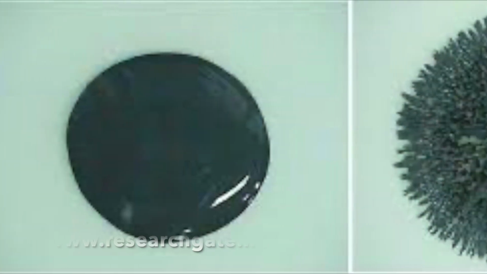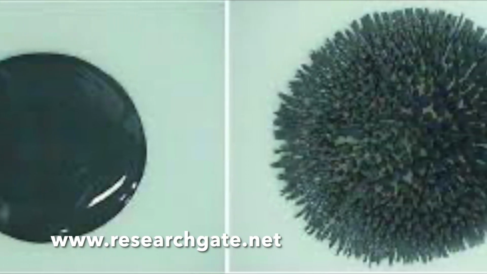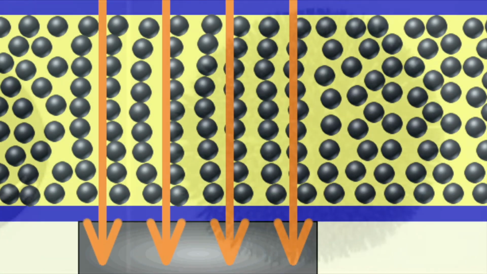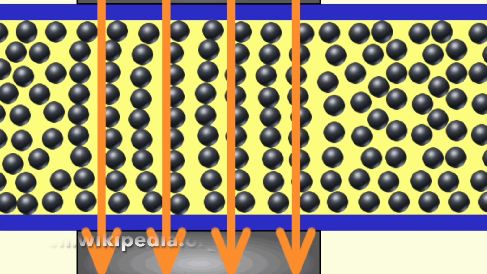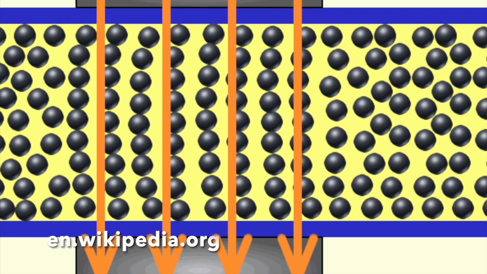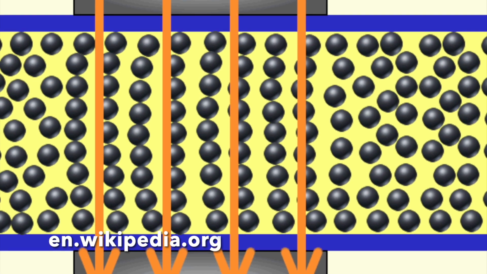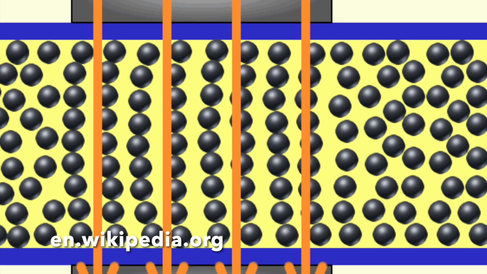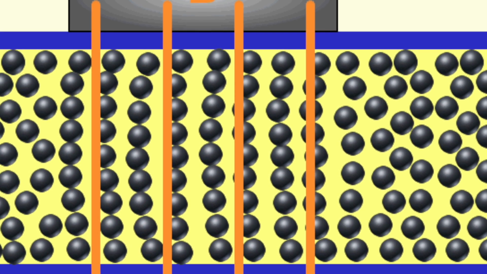MR fluid is a type of smart fluid that changes its viscosity when exposed to a magnetic field. It consists of tiny magnetic particles, usually iron-based, suspended in a carrier fluid like oil. Without a magnetic field, the fluid behaves like a normal liquid, but when a magnetic field is applied, the particles align, as shown in this image, increasing the fluid's resistance to flow as well as its viscosity. This makes it behave much more like a semi-solid. This property makes MR fluid perfect for applications where we need variable resistance, such as in dynamic suspension systems.